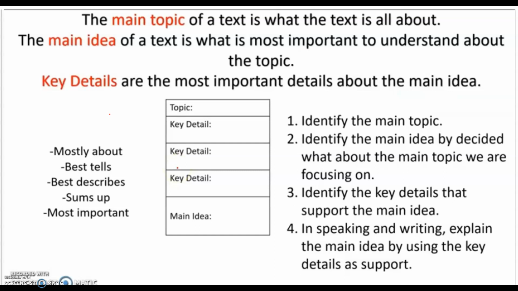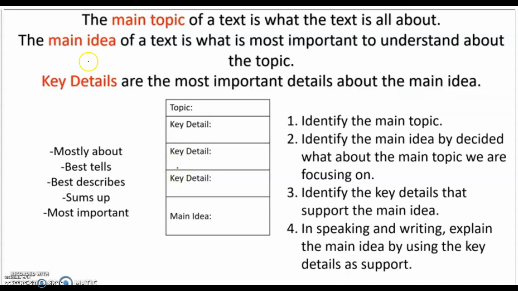Last year you learned that the main topic of a text is what the text is all about. This year you learned that the main idea of the text is what is most important to understand about the main topic. So we talked about maybe if you were reading a text about Martin Luther King. Martin Luther King is the topic. Well, maybe it's about the changes that Martin Luther King fought for. Maybe that's the most important part that we're trying to understand about the text.